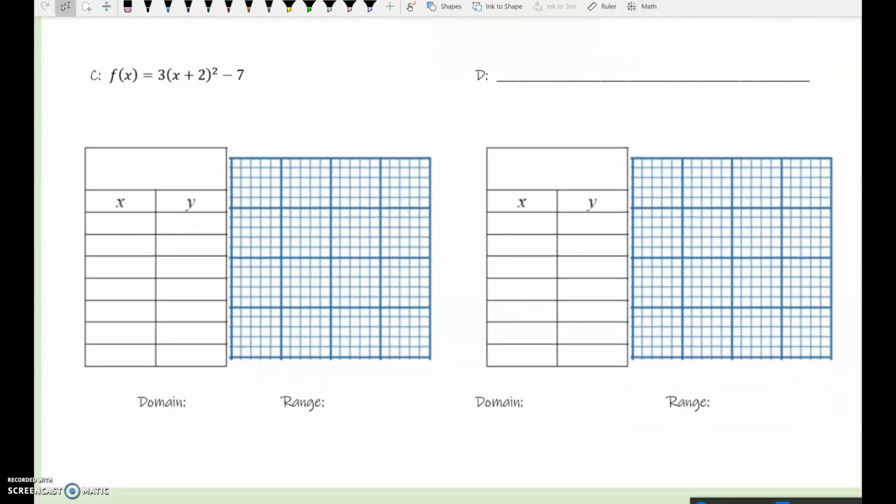Okay, this one. First thing that you need to do is identify the vertex. This is vertex form, so we need to identify the vertex. Anyone want to take a guess what the vertex is?